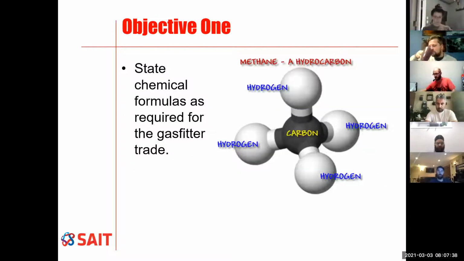Okay, number 1, state chemical formulas. Pretty easy. Methane, a hydrocarbon. You see it has 1 carbon molecule in the middle, 4 hydrogen on the outside. CH4. Yeah?